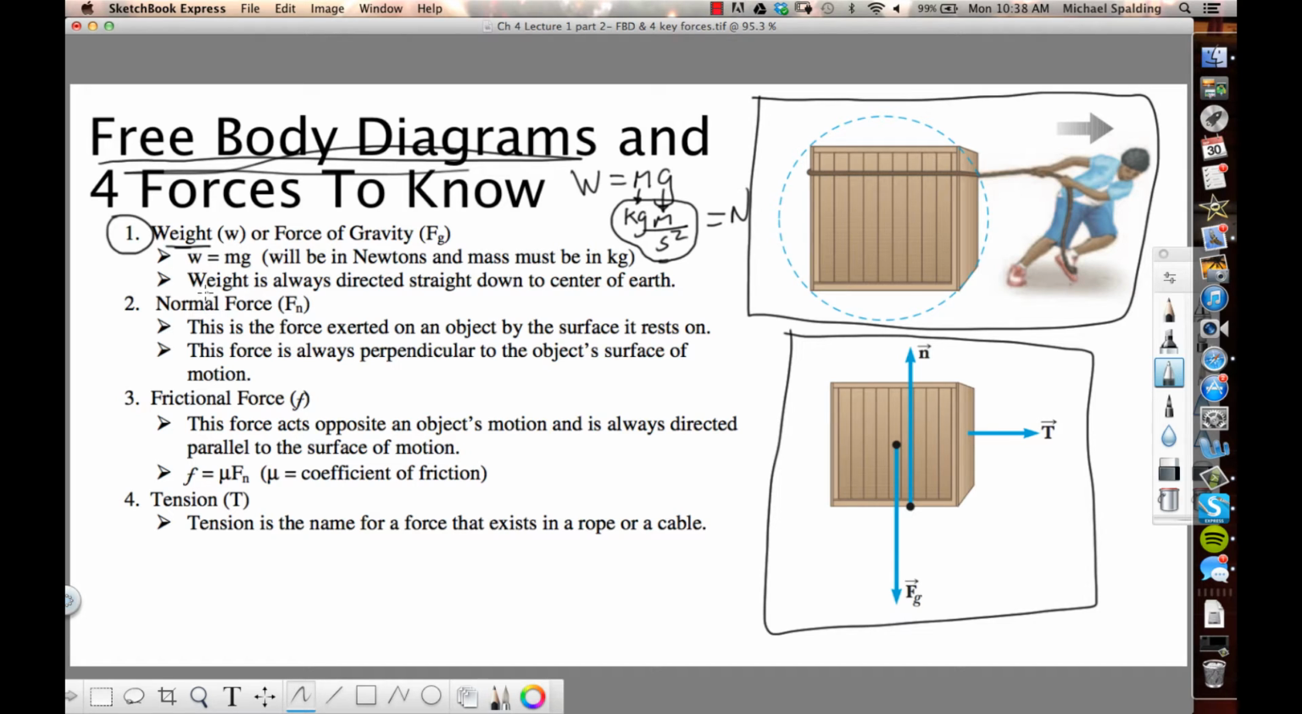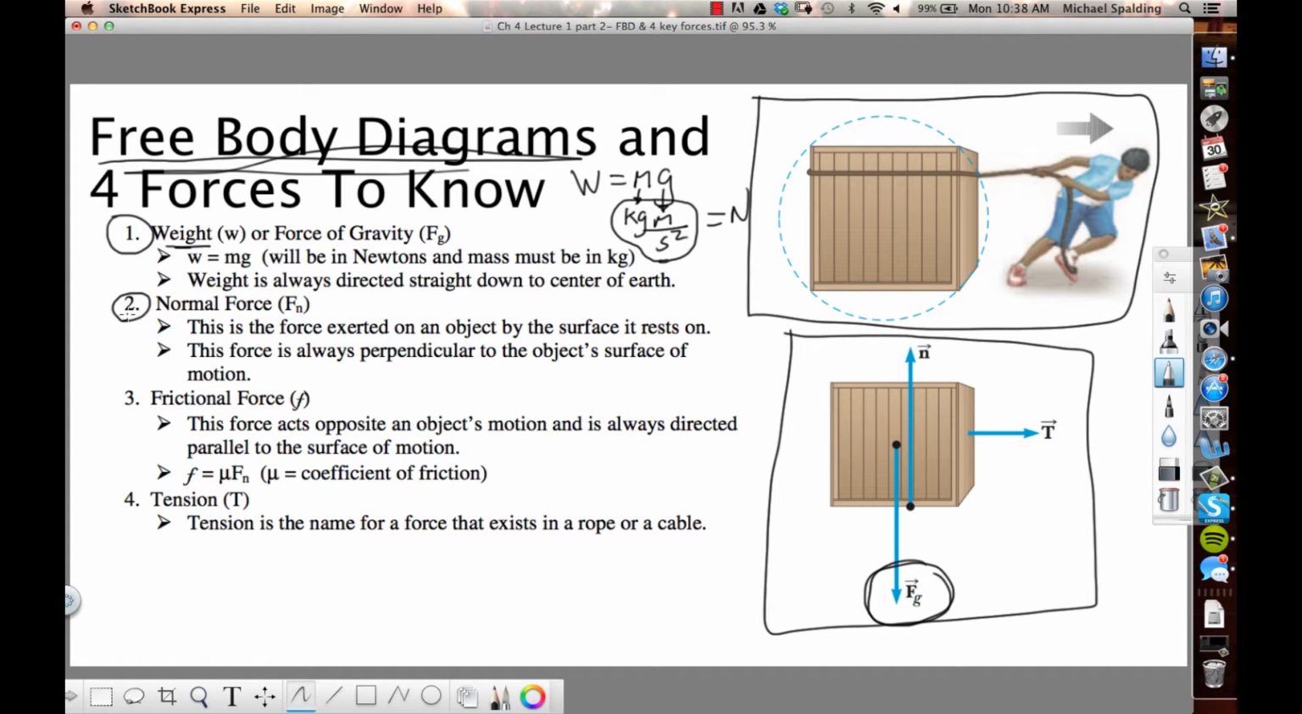Okay. Weight is always directed straight down. So see on this free body diagram, which way is the force of gravity or the weight pointed? Straight down. Gravity will never, ever, ever be sideways at an angle. It'll always be straight down. All right, number 2, normal force.